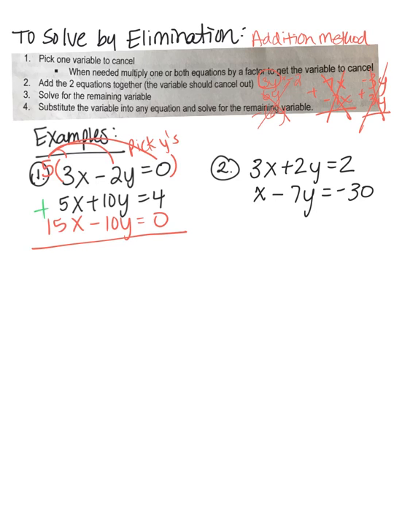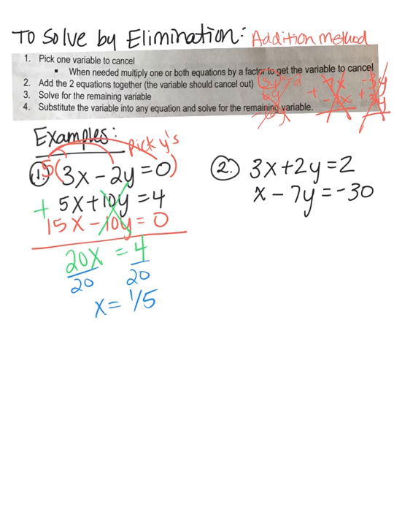15 and 5 makes 20x. My y's now cancel. 4 plus 0 is 4. Okay. So now I'm on to step 3. I'm going to solve the remaining variable. Pretty simple here. I'm going to divide by a 20. And I just went ahead and reduced that there.